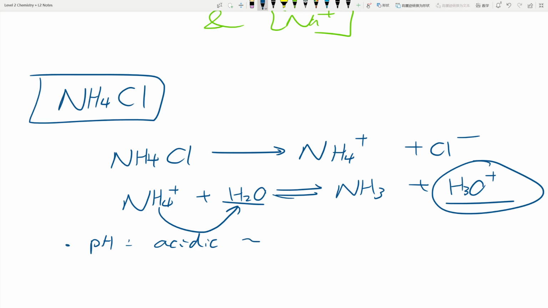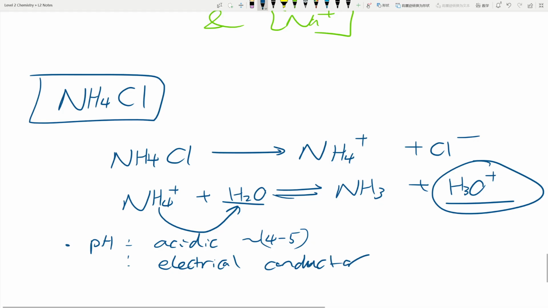Okay, kind of like 4 to 5-ish. All right, so that's what you're looking at. 3 to 5, 3 to 6 could be all right. And there's also electrical conductivity, because of the high concentration of NH4 plus and Cl minus. Okay, so I hope this makes sense.